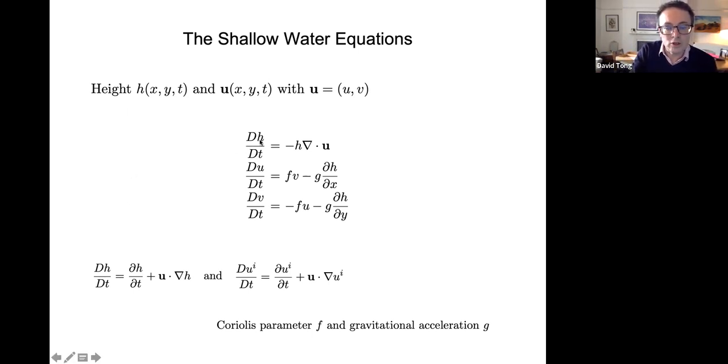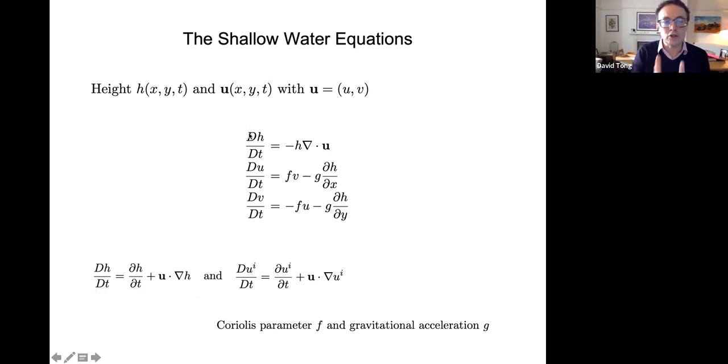So these are the equations. Let me walk you through them. The first equation tells you how the height changes. The capital D is something like a covariant derivative. It's what's called the material derivative in fluid mechanics, and is given along the bottom here.